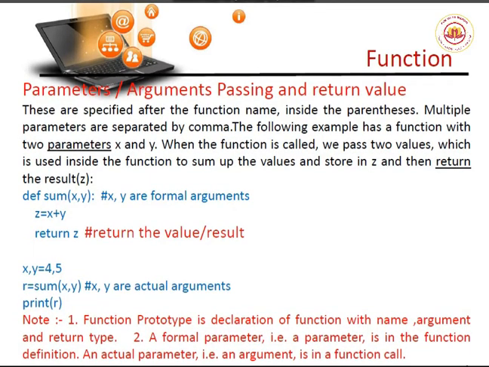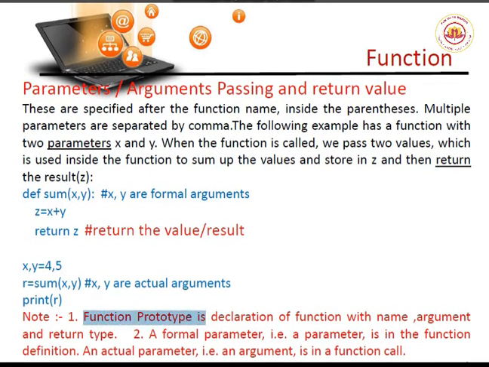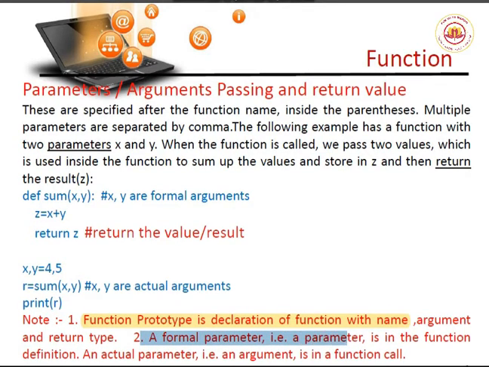We have to note a few points. A function prototype is the declaration of a function with a name. A formal parameter is a parameter in a function. An actual parameter is an argument in a function call. So we are using actual parameters in a function call, and in the function definition the formal parameters mean how the parameter being passed should be used. So these three terms are there.